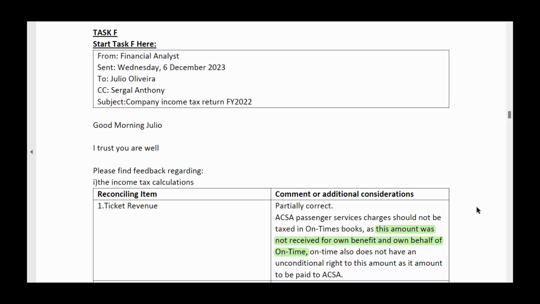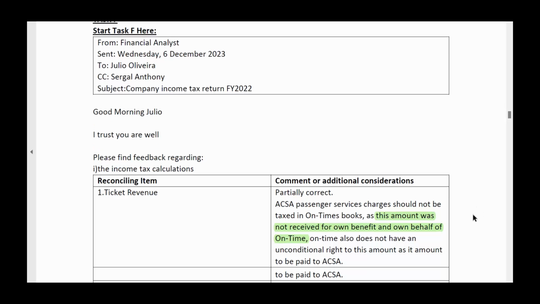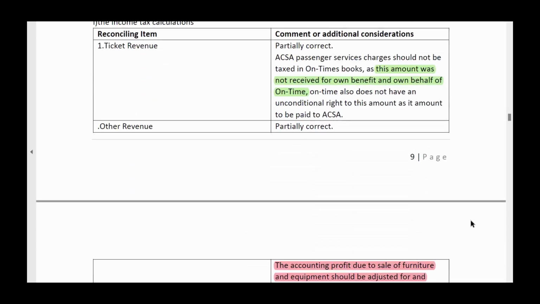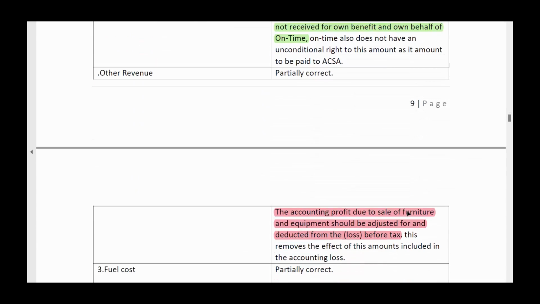Let's take a look at how this candidate dealt with task F. The first line item on ticket revenue, they correctly indicate that AXA passenger service charges should not be taxed in on-time's books, as this amount was not received for own benefit and on behalf of on-time. On the other revenue, they've simply indicated that you need to reverse the accounting treatment, but they haven't gone on to explain the correct tax treatment.